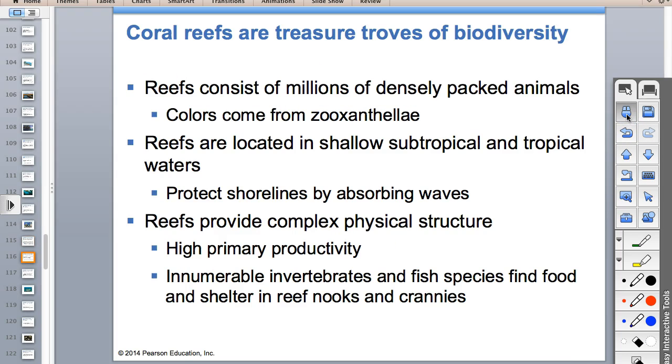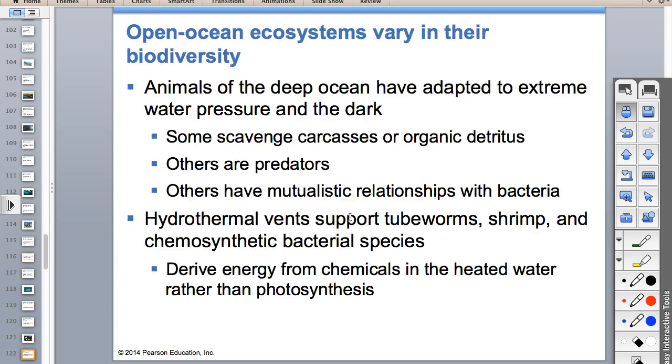And so they get the colors from the zooxanthellae. Just like all the other things I just said, they protect shorelines from waves and storms, and they have high primary productivity, high biodiversity. So anyway, that was fun.